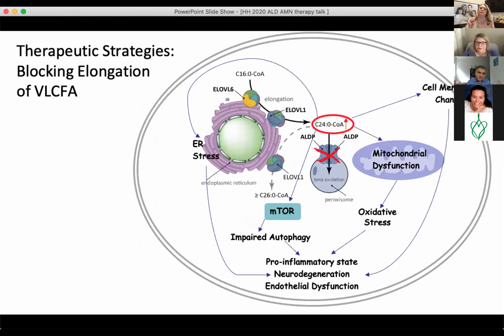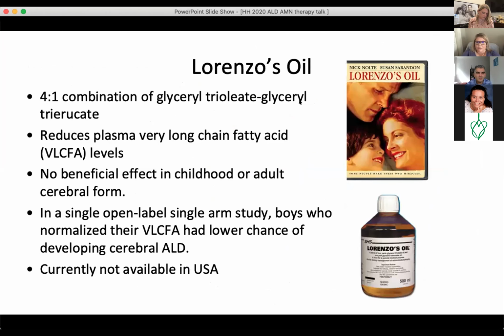Well, the very first thing that actually happened in ALD was an idea that came from a parent, and that was to try to block the synthesis of the very long-chain fatty acids in the first place. And so by blocking this elongation process, what does do that? Well, there is something called Lorenzo's oil, which is a combination of 2 different oils, which actually reduces very long-chain fatty acids in plasma. Unfortunately, several trials across different countries in different forms of this disease have really failed to show any beneficial effects on the degree of neurological burden or adrenal dysfunction.